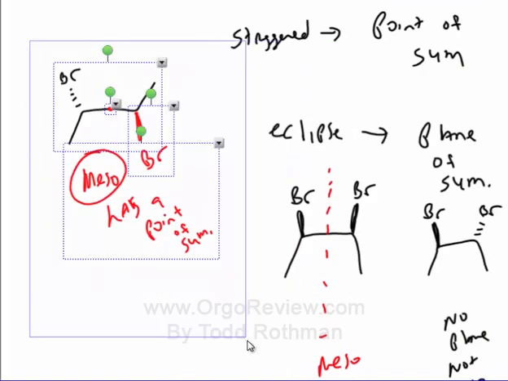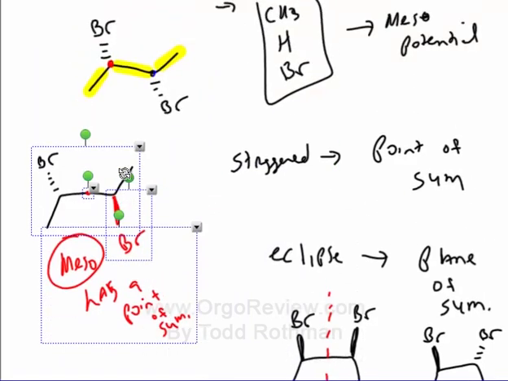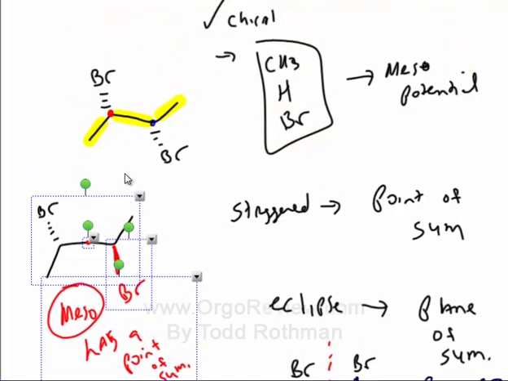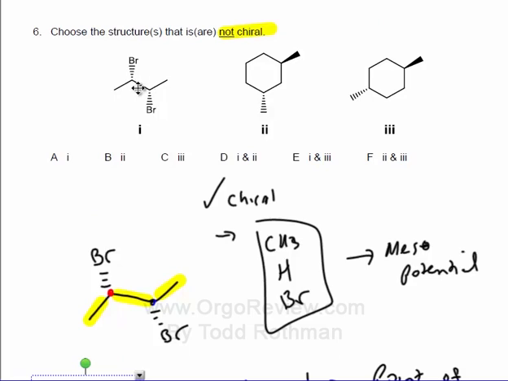Okay, so meso can have a point or plane of symmetry. Now, in our example, this does not have a point of symmetry because if this is a point in between the 2 chiral carbons, yeah, the methyls are opposite, one's down and one's up, but the Br up here is back and down here it's back. So this is not meso, this is chiral, right? This is not meso, which means it's chiral. It is chiral. Okay? So this is out.